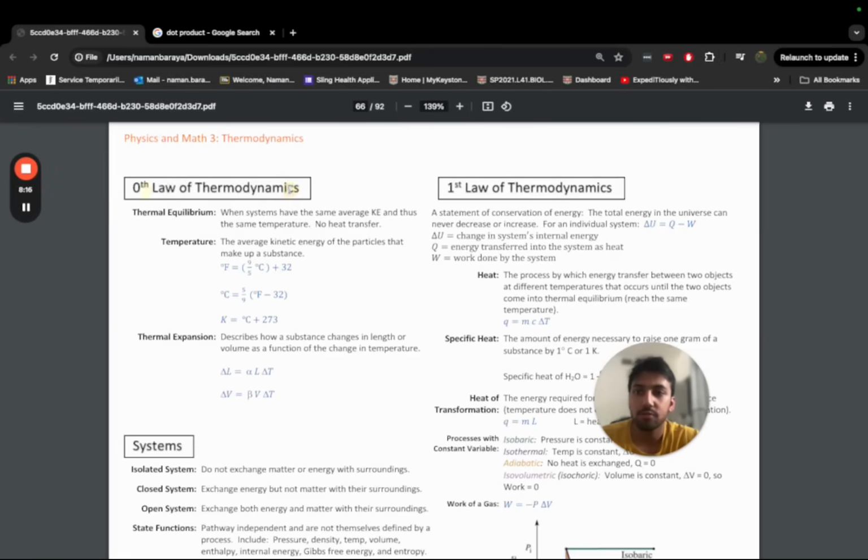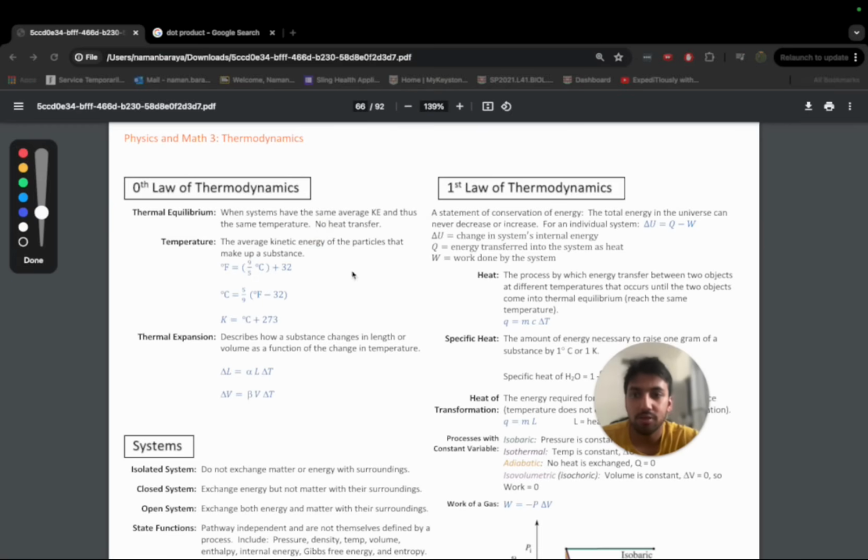So the 0th law of thermodynamics is that when systems have the same average kinetic energy, then they have the same temperature, there's no heat transfer. I had trouble understanding this when I was studying. Essentially, if you have these two compartments, and you have these particles that are moving around, if they're moving at the same speed and there's the same number of particles, then there's no reason why there would be any heat transfer between these two compartments because they have the same amount of kinetic energy. And that's kind of how I think about thermal equilibrium.